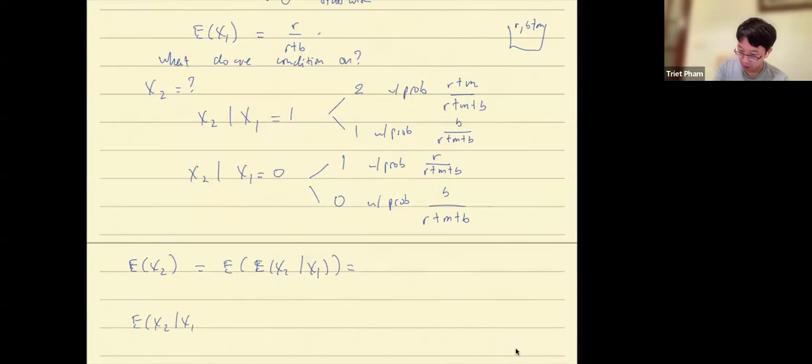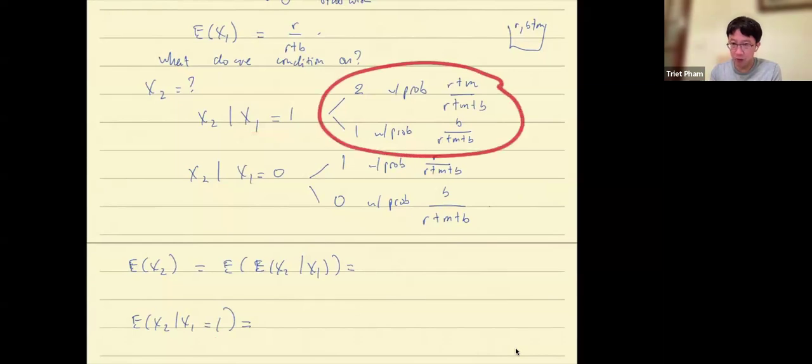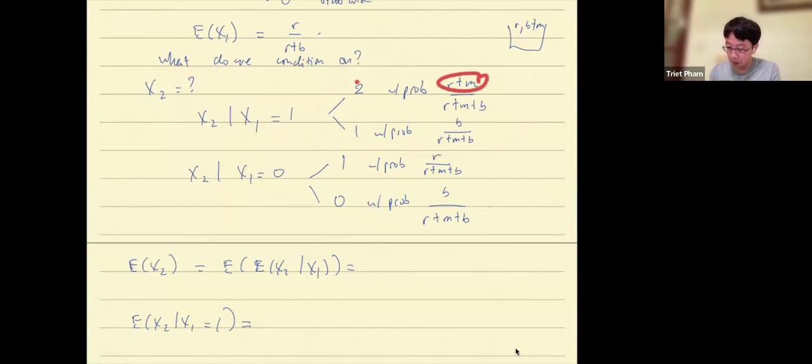Well, first of all, what is this? Remember, x1 equals 1 is fixed. Then you just set the expectation with respect to this. So it's 2 times this plus 1 times that. So it's 2 times r plus m plus 1 times b.